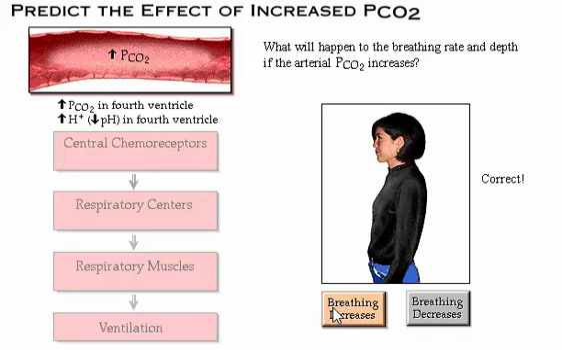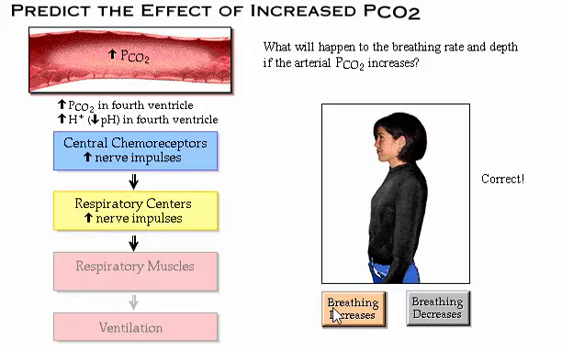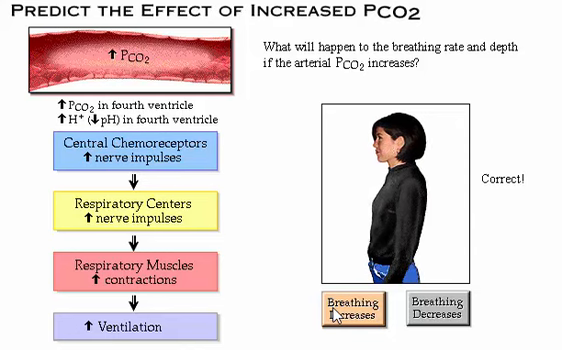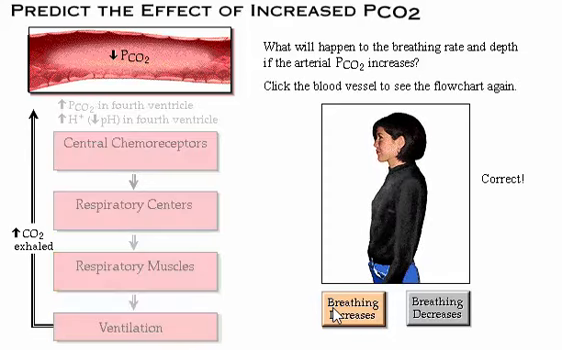Correct! An increase in the PCO2 in the blood leads to an increase in hydrogen ions in the cerebrospinal fluid, decreasing the pH. The central chemoreceptors fire more frequently, sending more nerve impulses to the respiratory centers, which in turn send more nerve impulses to the respiratory muscles. This results in an increased breathing rate and depth, allowing more carbon dioxide to be exhaled, returning the blood PCO2 to normal levels. Click the blood vessel to see the flowchart again.